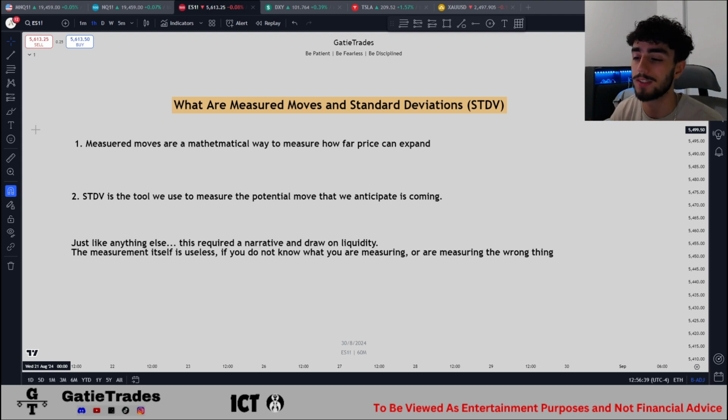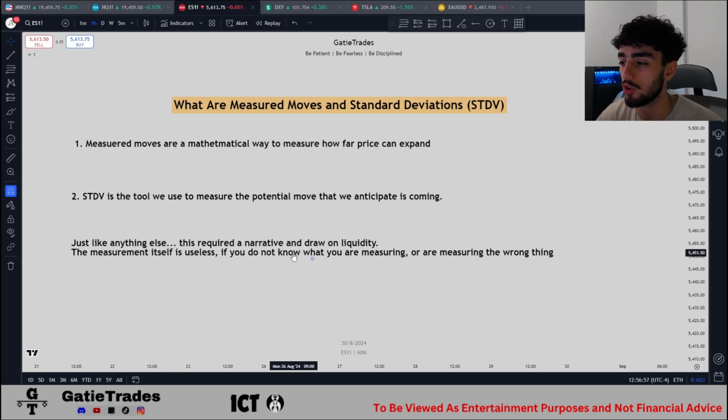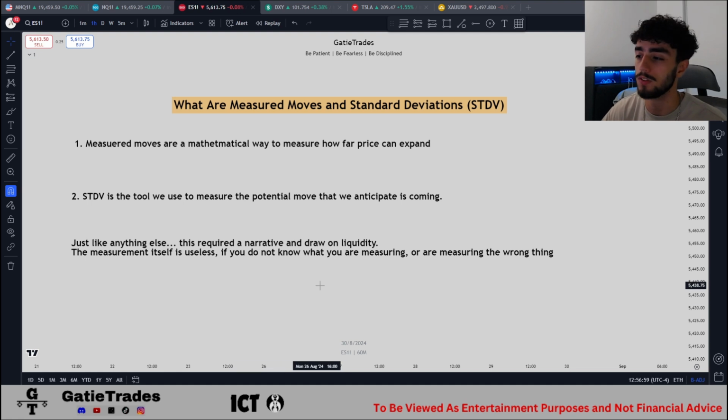Now, measured moves and standard deviations are a way to project a potential expansion move to see how far mathematically price can expand. Standard deviations is a tool that we use to measure the potential move that we already expect coming. Just like anything else, this requires narrative and a draw on liquidity. So the measurement itself is useless if you do not know what you are measuring, or are measuring the wrong thing.